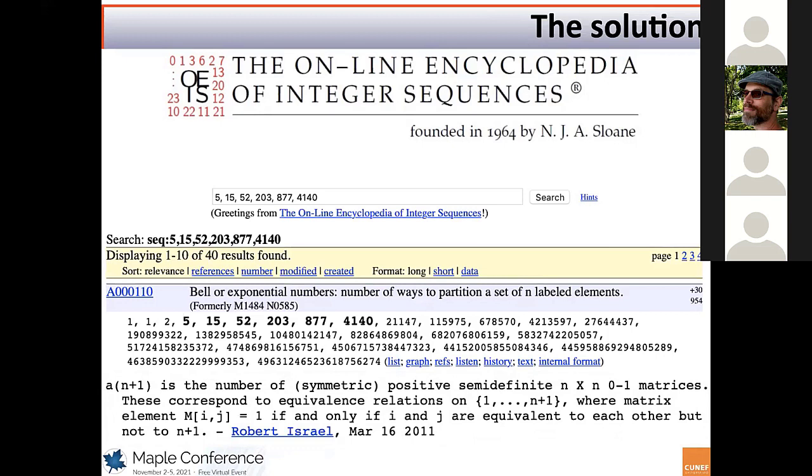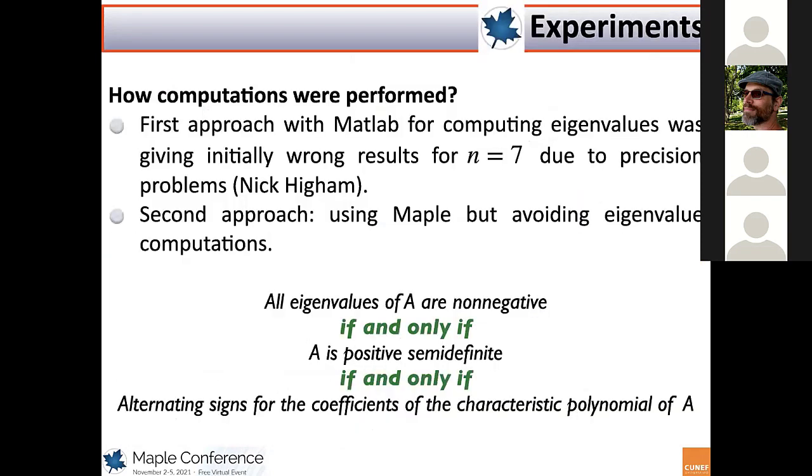But this opens a way of performing more experiments with Bohemian matrices with different populations, just to know how many of them are correlation matrices. The most important thing for us in this case was the way of computing this number, because the first approach, by Nick Higham, was using MATLAB for computing eigenvalues and deciding when all of them were non-negative. And even initially, for n equal to 7, there were some wrong results due to precision problems in MATLAB.